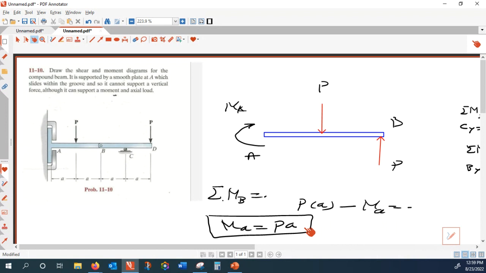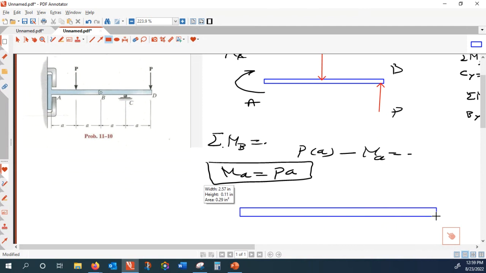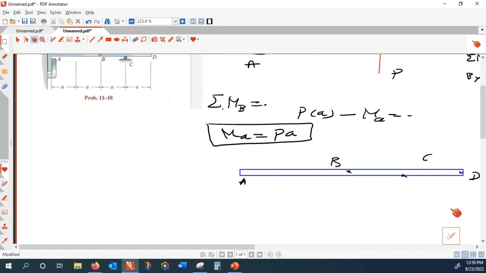But if you want to consider the entire beam, the free body diagram for the entire beam looks like this one. This is point A, that is point B, and that is point D. So you want to decide, and then that is point C. Deciding regarding the number of zones, that is dictated by how many external loads there are.